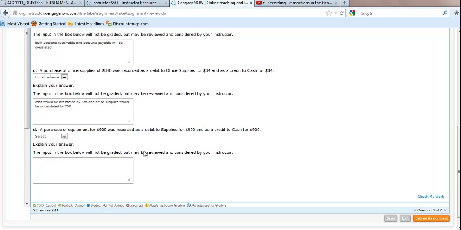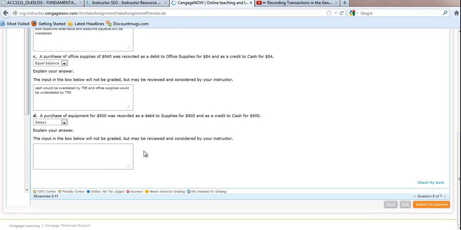A purchase of equipment for $900 was recorded as a debit to supplies for $900 and as a credit to cash for $900. Okay, so $900 equals $900, so we still equal, but we bought equipment and we debited supplies instead. So what's happening in this scenario is for $900, our equipment would be understated by the $900, okay?